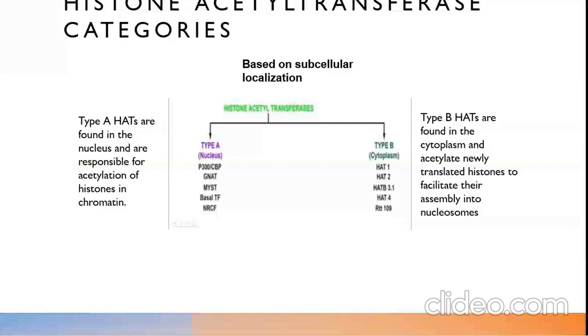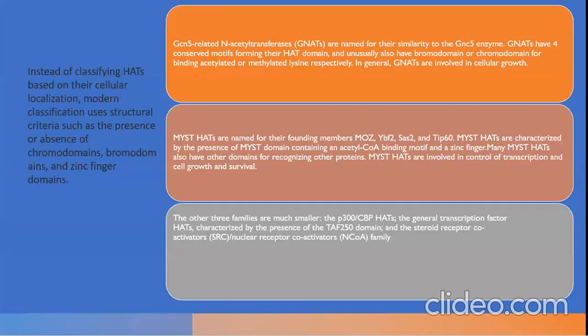Type A is found in the nucleus, and they are responsible for the acetylation of histones in chromatin, and type B is found in the cytoplasm. The newly translated histones are acetylated, and that facilitates their assembly into the nucleus, thereby forming the nucleosomes. But the classification which we already saw was the old kind of classification.